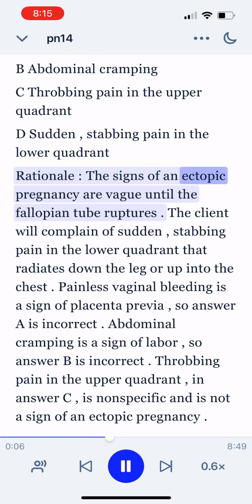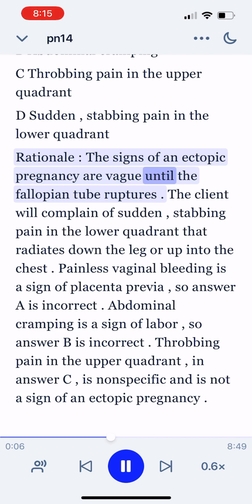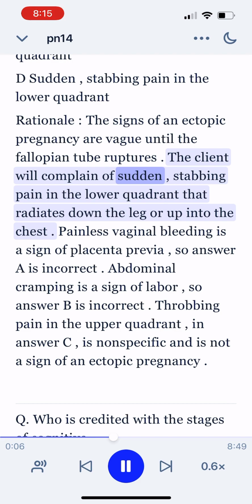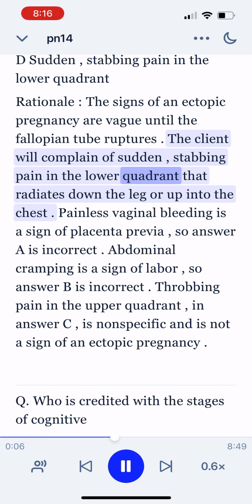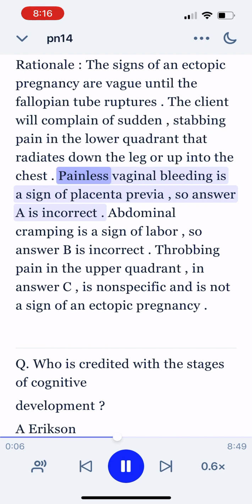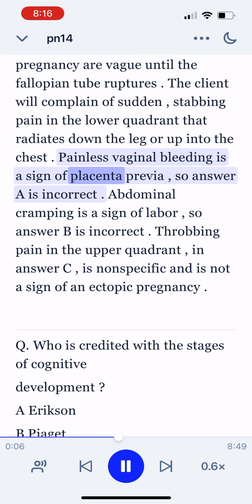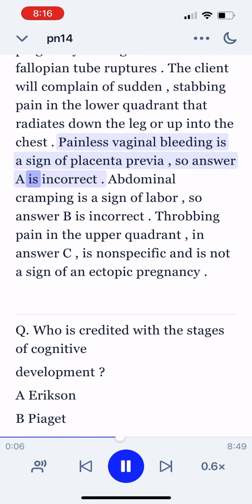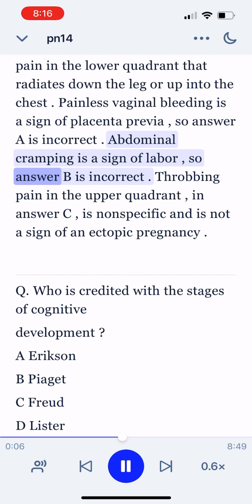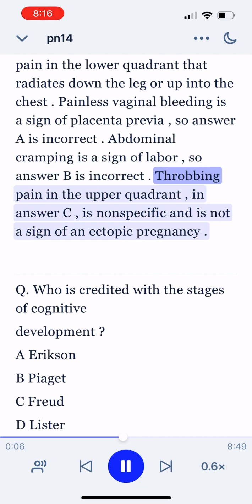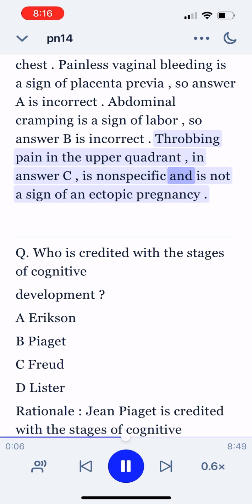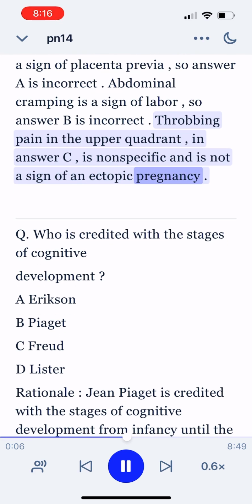Rationale. The signs of an ectopic pregnancy are vague until the fallopian tube ruptures. The client will complain of sudden, stabbing pain in the lower quadrant that radiates down the leg or up into the chest. Painless vaginal bleeding is a sign of placenta previa, so answer A is incorrect. Abdominal cramping is a sign of labor, so answer B is incorrect. Throbbing pain in the upper quadrant, in answer C, is nonspecific and is not a sign of an ectopic pregnancy.